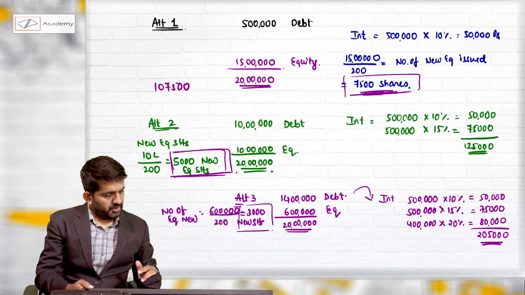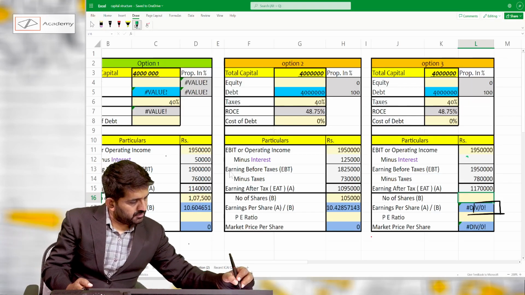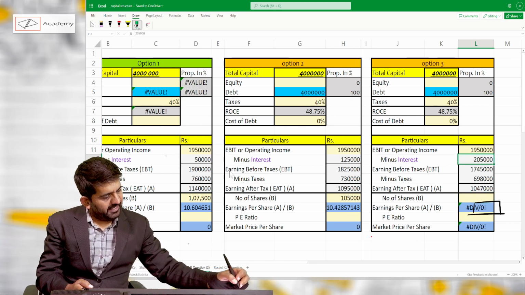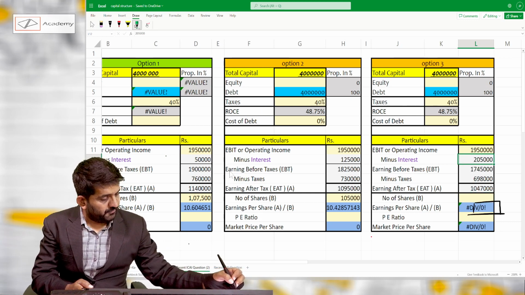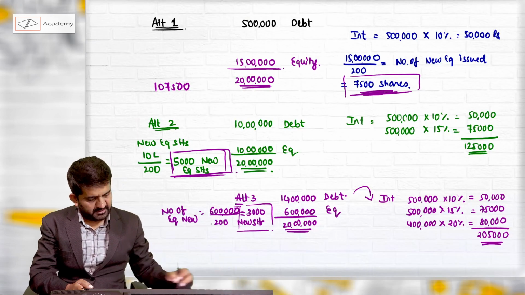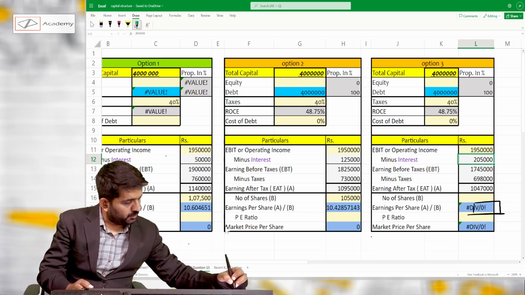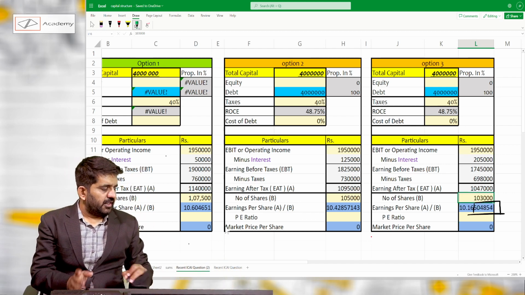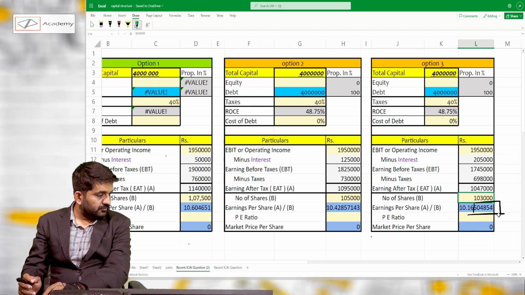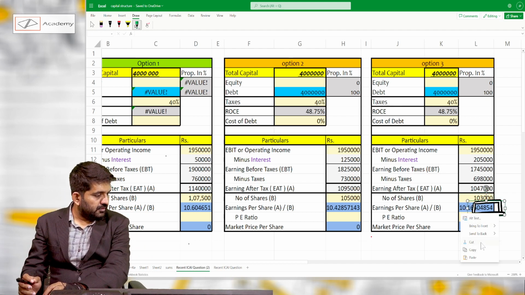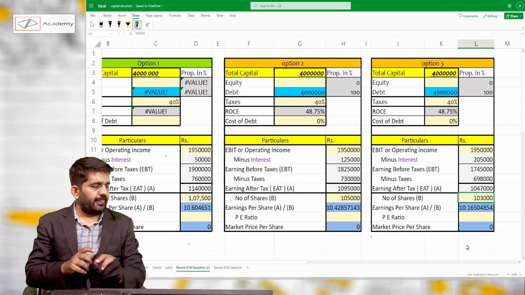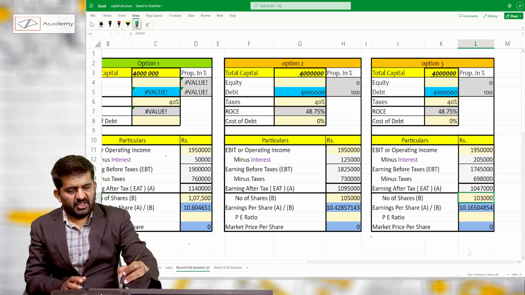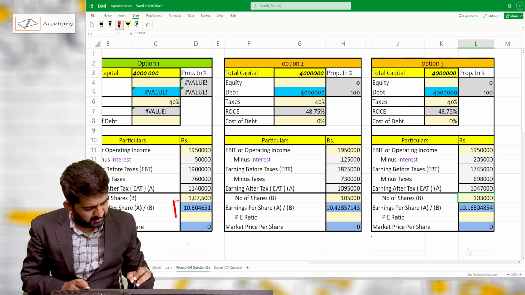Let me go to last option. What is my interest? 2,05,000. I will be getting EBT minus tax. It is 40% of EBT. Earning after tax, I am getting number of shares. Number of shares will be 1,03,000. And what I'll be getting as EPS is 10.16.